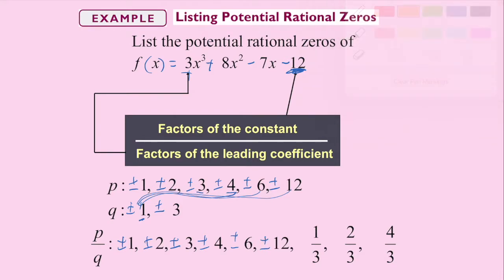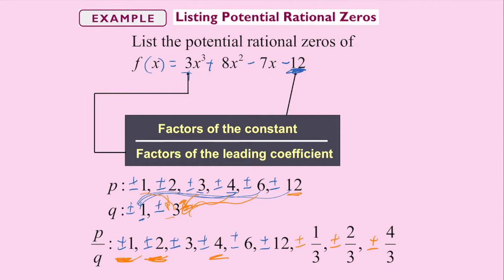I then have to do the same thing for over 3. I get 1 over 3, which is plus or minus 1/3. 2 over 3, which is plus or minus 2/3. 3 over 3, well, that's just 1, and I already have that number represented in my possible rational zeros. Then I have 4 over 3, which would be plus or minus 4/3, 6 over 3, which would be 2, and 12 over 3, which would be 4. So these are all my possible rational zeros.